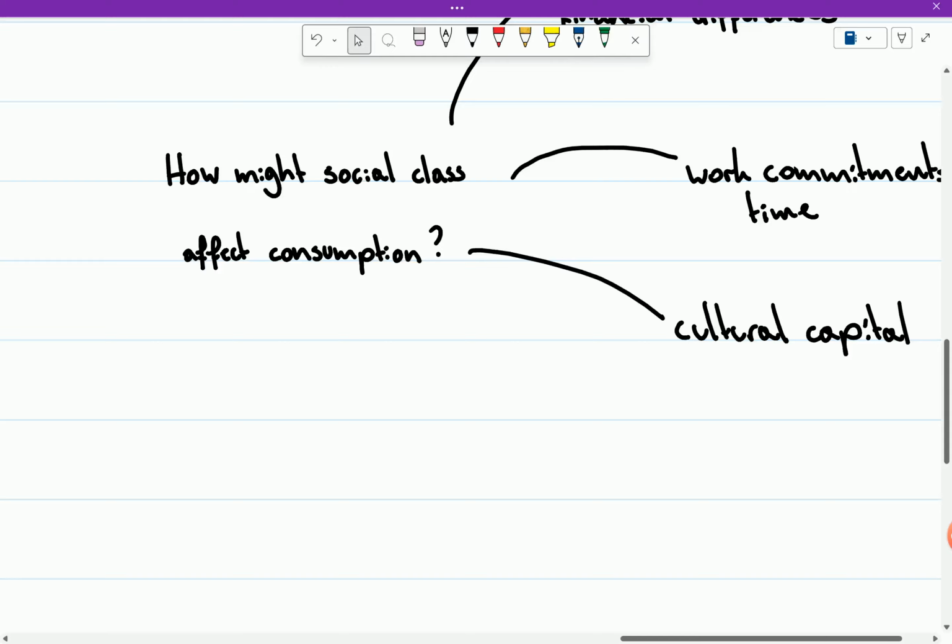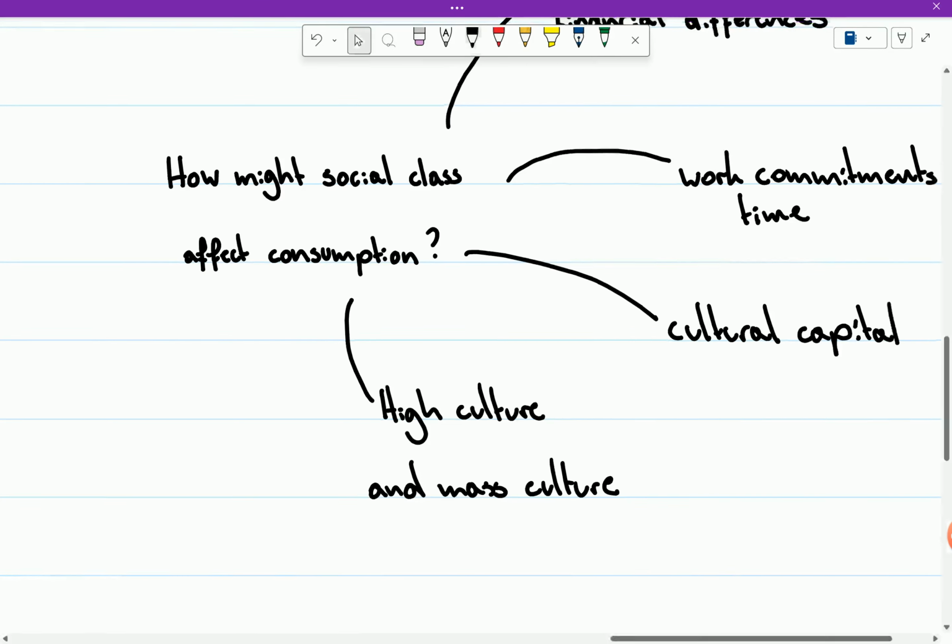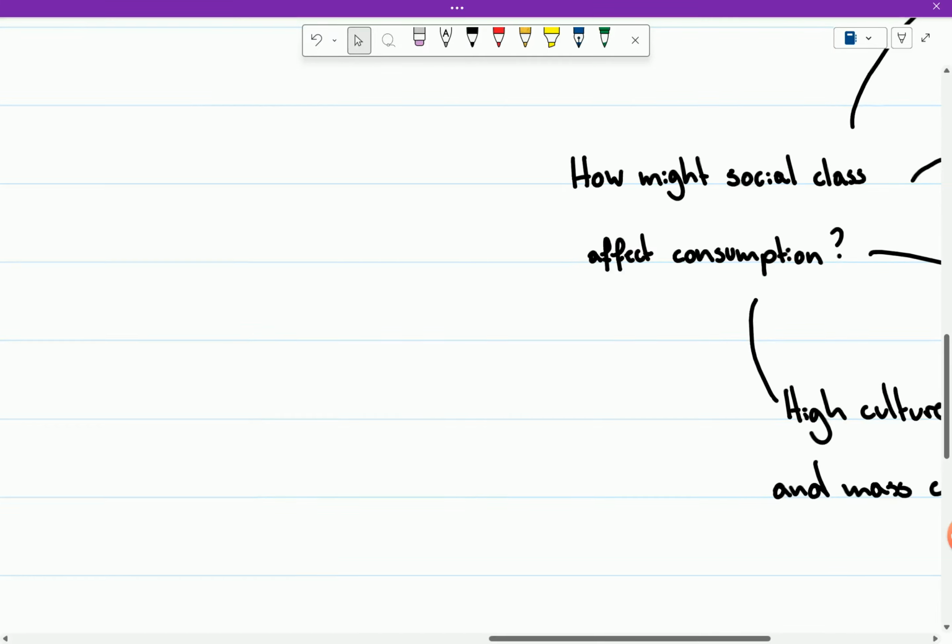And if we're going on the thought of cultural capital and the idea of culture, what about the different types of culture? So what about high culture? And mass culture? Conspicuous consumption is a key term that's stuck in my mind. So we're going to get it down on here.